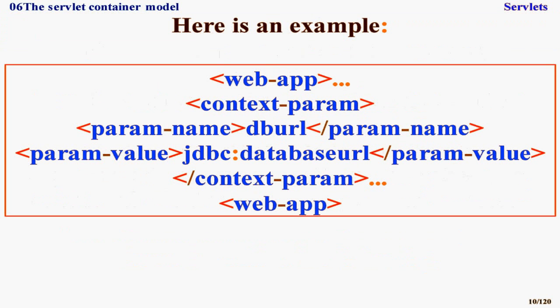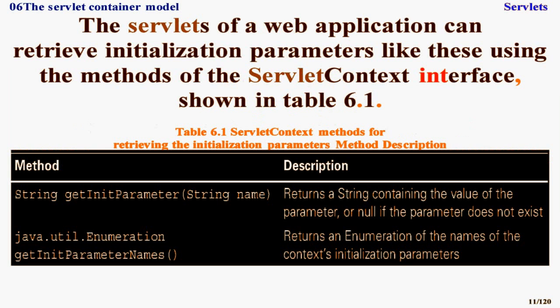Here is an example. web-app, context-param, param-name: dburl, param-name, param-value: jdbc:datatable, param-value, context-param, web-app. The servlets of a web application can retrieve initialization parameters like these using the methods of the ServletContext interface, shown in Table 6.1. Table 6.1. ServletContext methods for retrieving the initialization parameters.